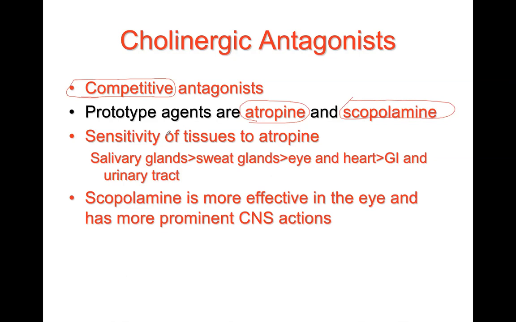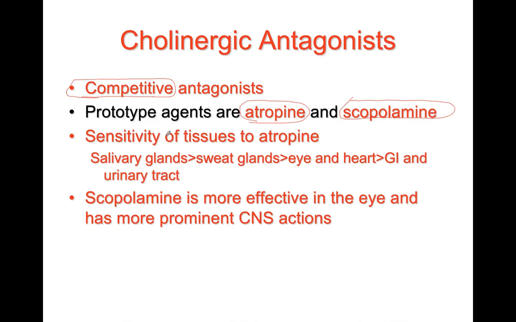All right. So what we do see, and this is not unusual for a lot of drugs, is that there are certain tissues that seem to be a little bit more sensitive, which means that with atropine, at very, very low doses, we will get the effects on the salivary glands, and it takes a much higher dose to get effects on the GI and urinary tract in most people.